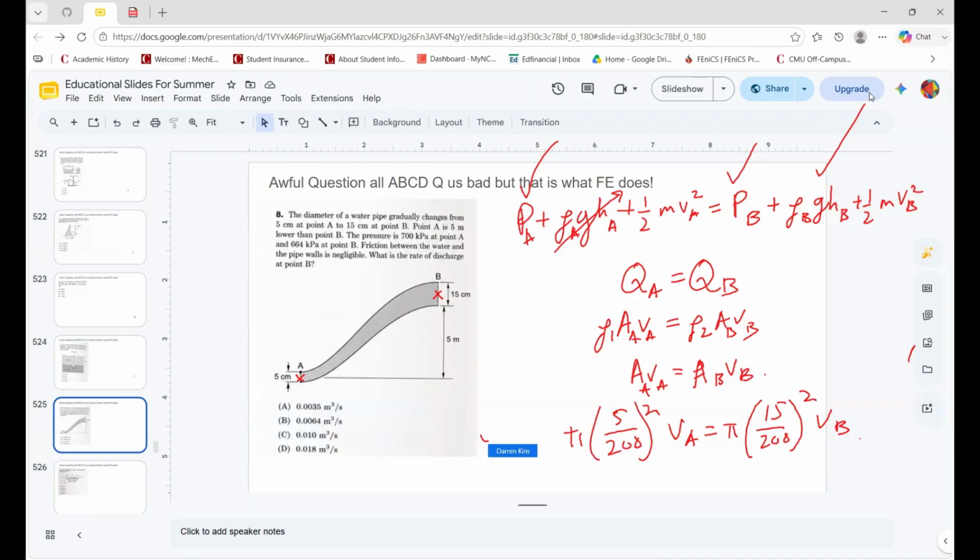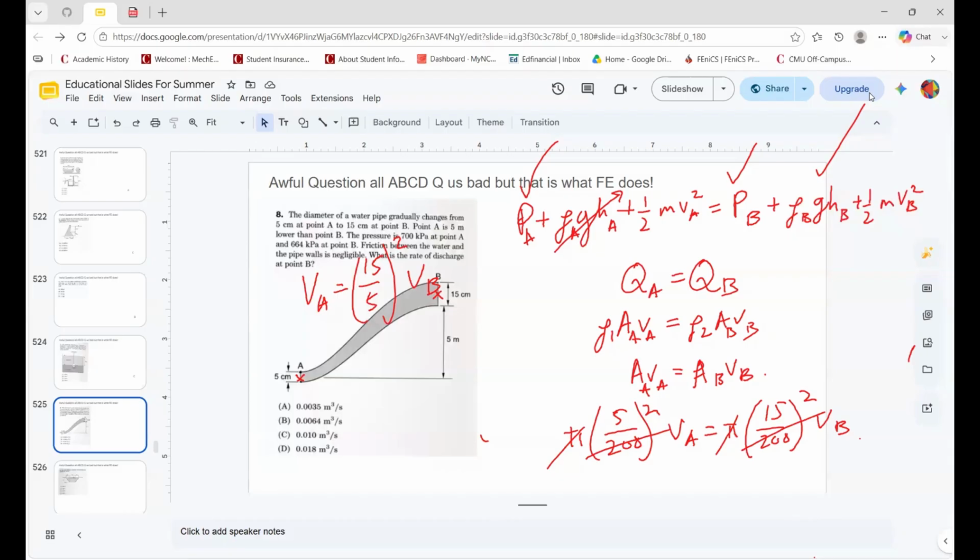So let me just write this over here. Pi times (5 divided by 200) squared equals about that. Okay, I might need to do a ratio over here. So VA equals, pi gets deleted, by the way, and these actually get deleted too. So in reality, it's 15 squared divided by 5 squared times VB. Yeah, I just realized that. Anyway, that's not that bad, actually.